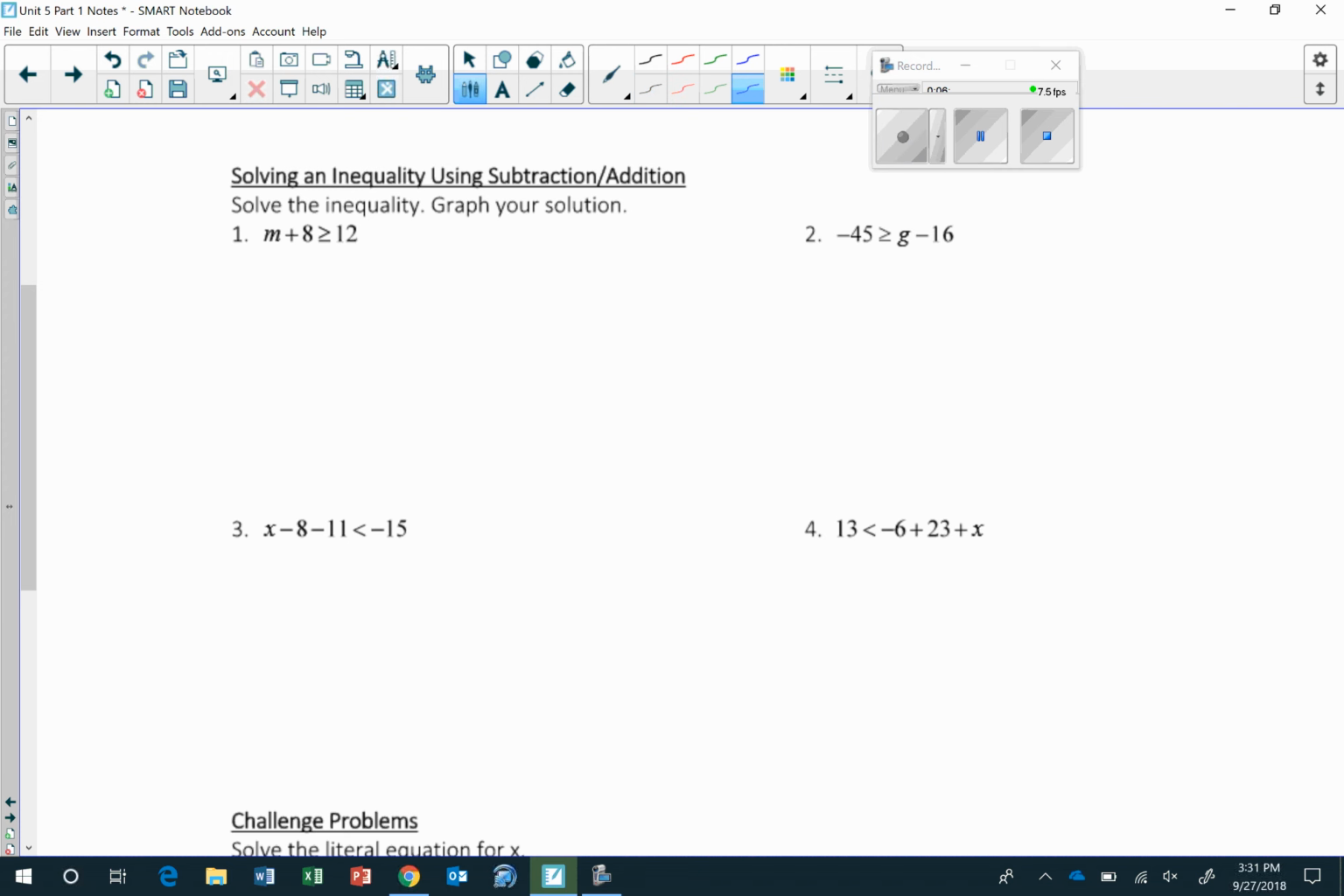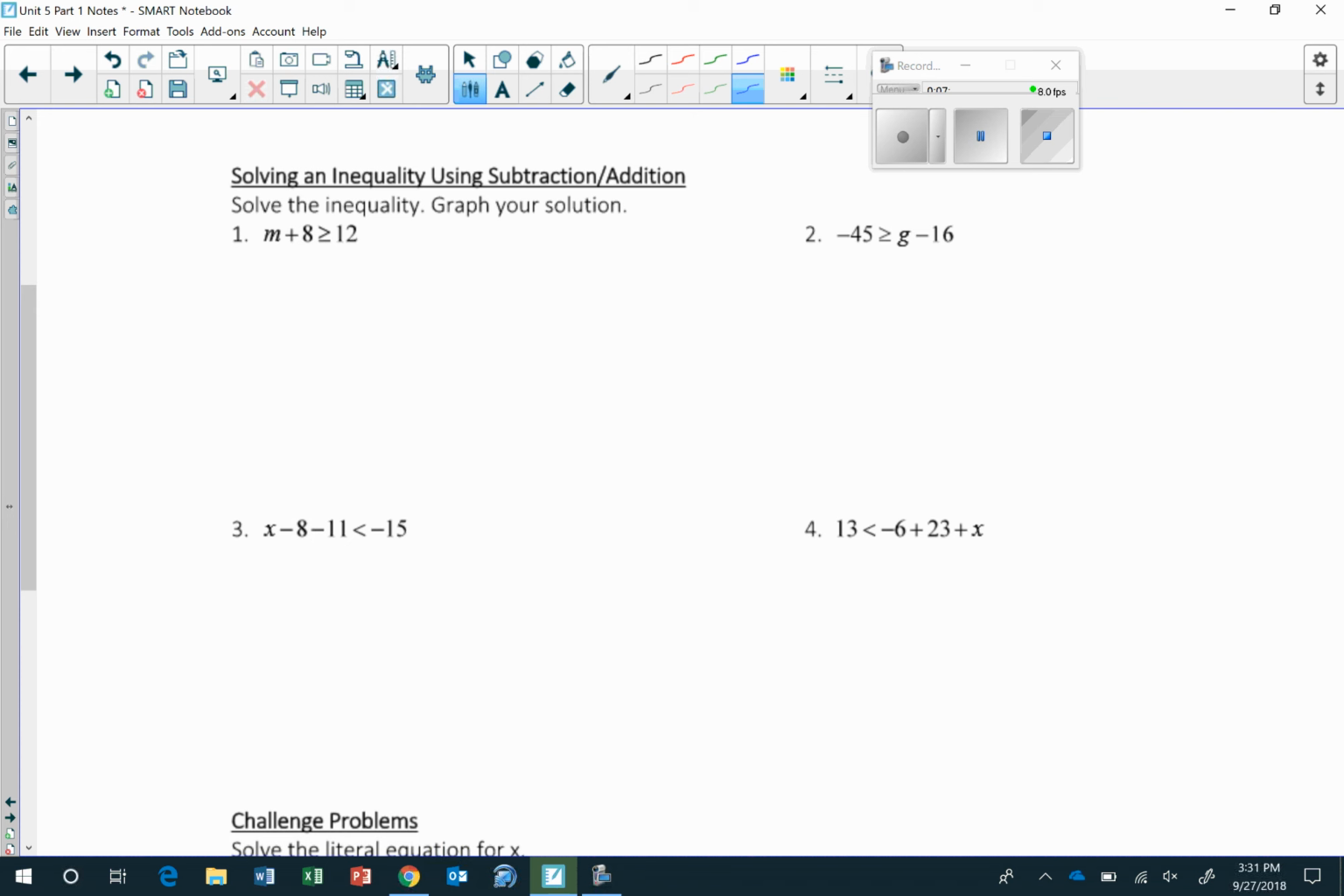So moving on to the next section, we're actually going to now solve inequalities either using addition or subtraction. Now this is exactly the same as solving equations, except we have an inequality symbol instead of an equal sign, but the steps are still the same. So the directions say to solve the inequality and then graph your solution.